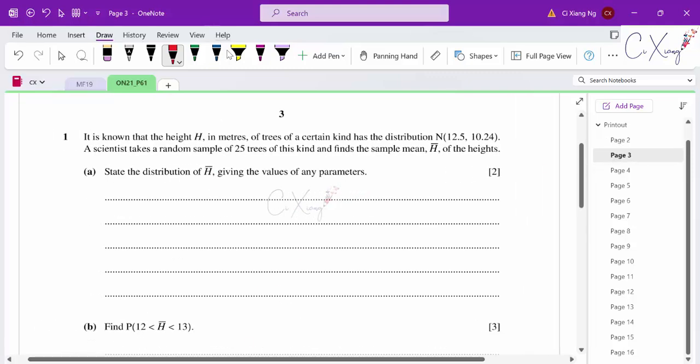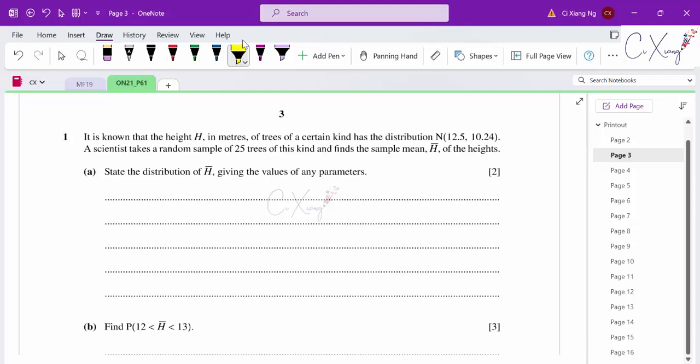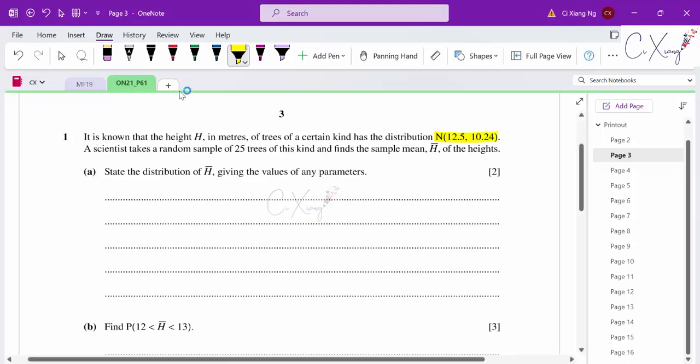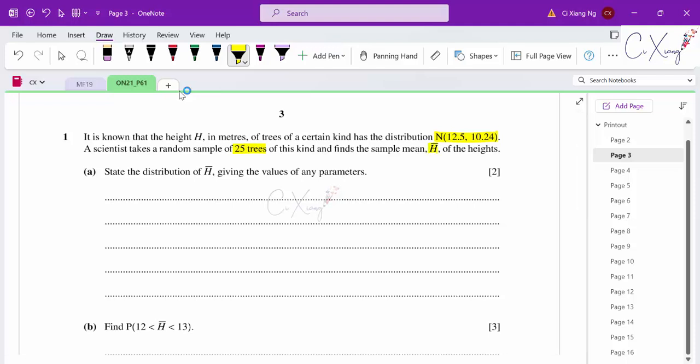It is known that the height in meters of a tree of a certain kind has a distribution of this one. So basically, you can say it is normally distributed. Then a scientist takes a random sample of 25 trees of this kind, with sample mean h bar of the heights. They want us to state the distribution of h bar, giving the values of any parameter.